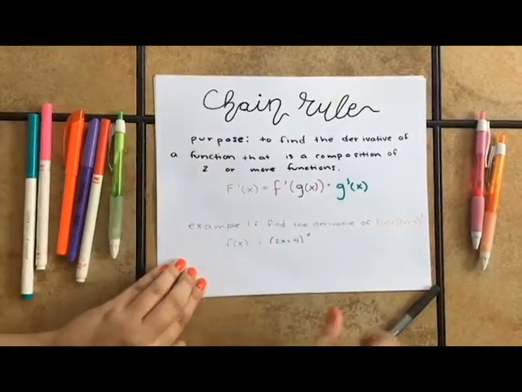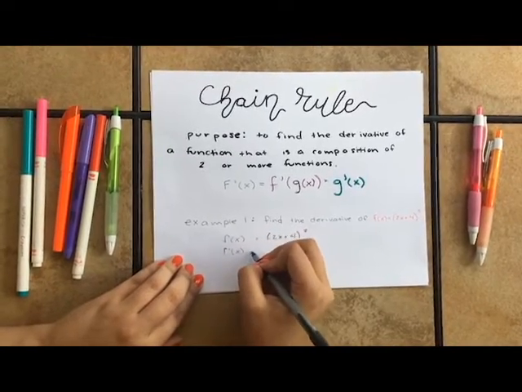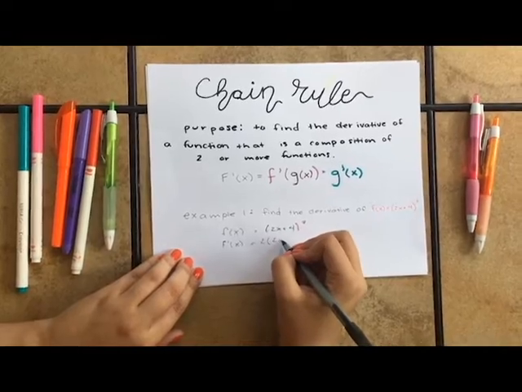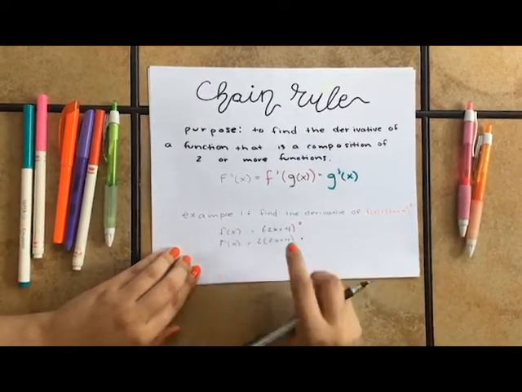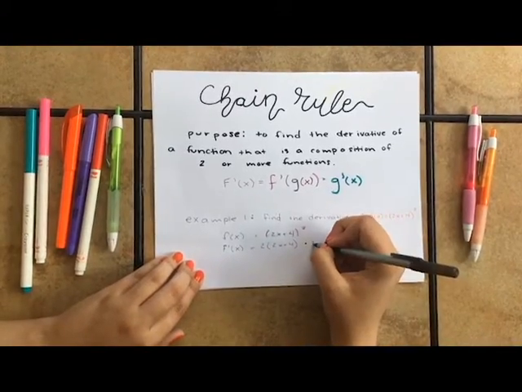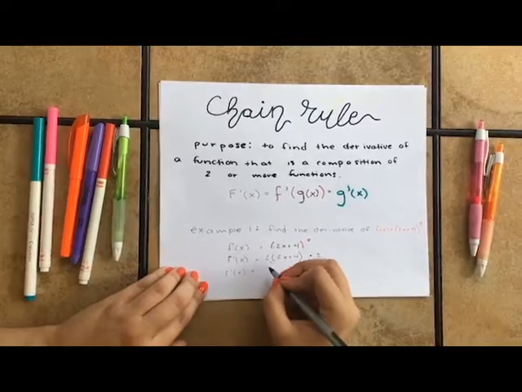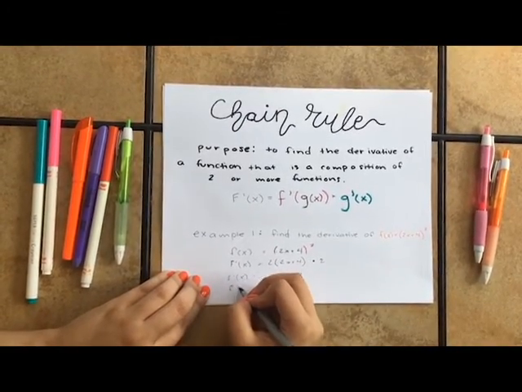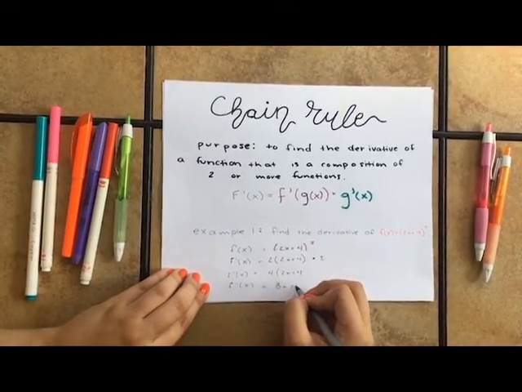Now if we take the derivative of the f of x portion, we have 2 times the inside function, which is green, so we keep it the same. And then we multiply by the derivative of the inside, which is 2. And then if we simplify that, we get 4 times 2x plus 4. And if we simplify even further, we get 8x plus 16.